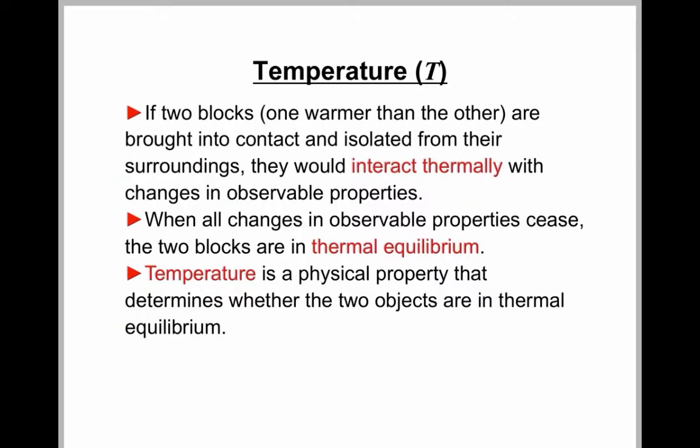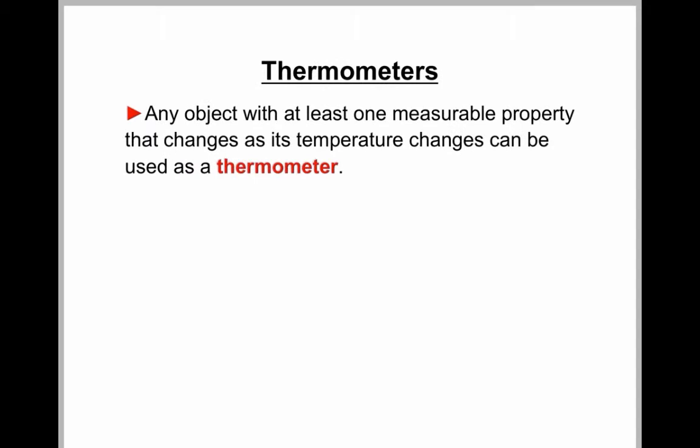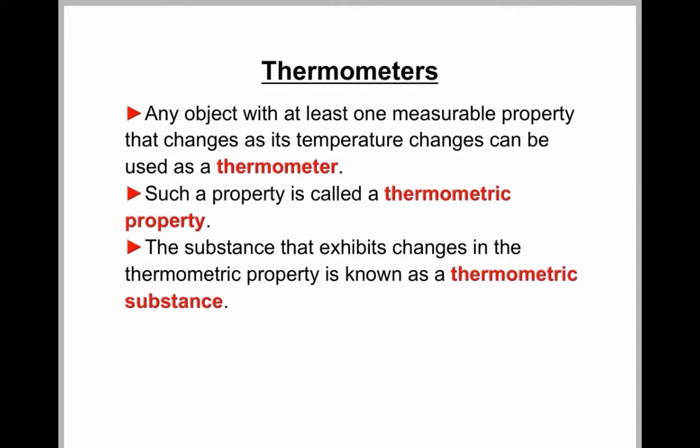Temperature is a critical thermodynamic property that we will address all the time. A thermometer. This can be any object at all. It can be any object whose property, some form of measurable property, will change as our temperature changes. That's essentially our definition of a thermometer.